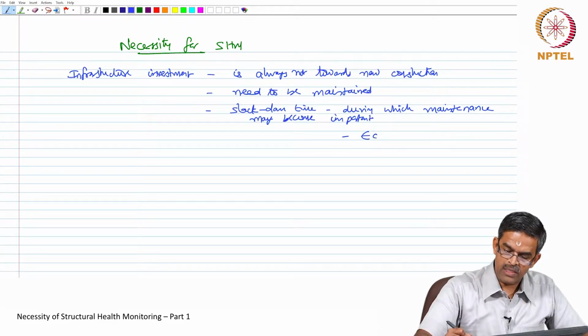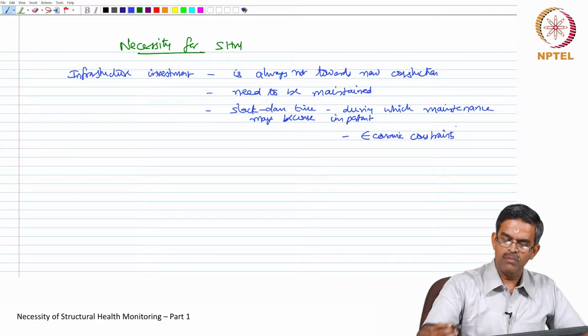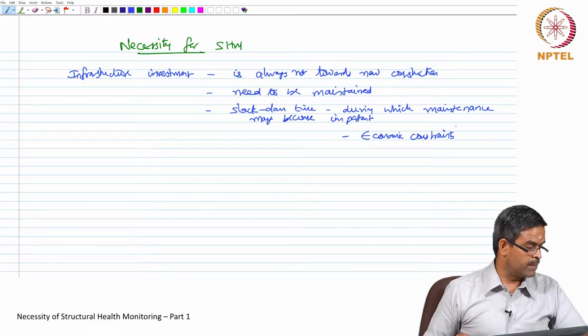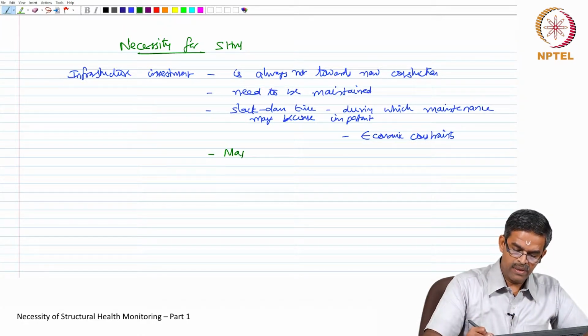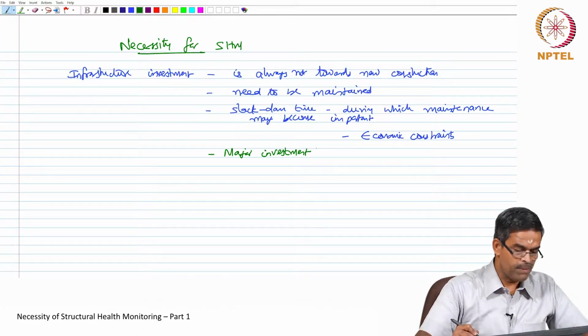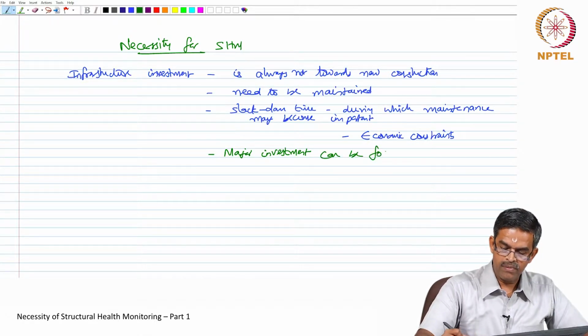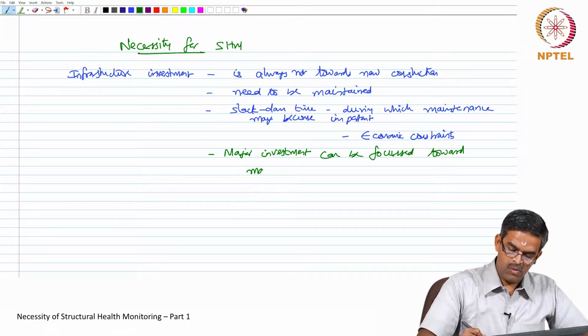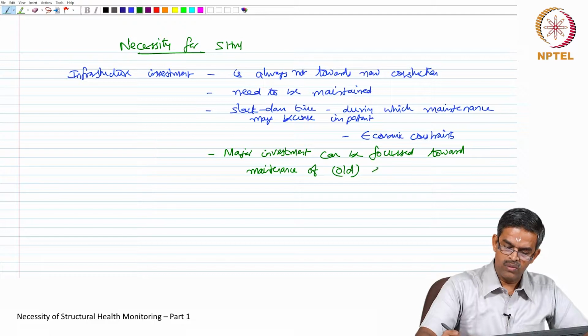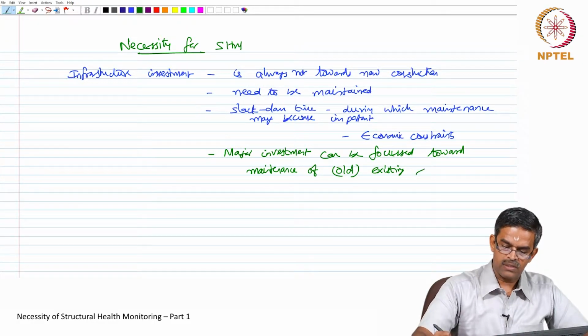This may be due to some economic constraints, but it will assume its importance during a slack down time. During that period, major investment can be towards maintenance of old existing structures.